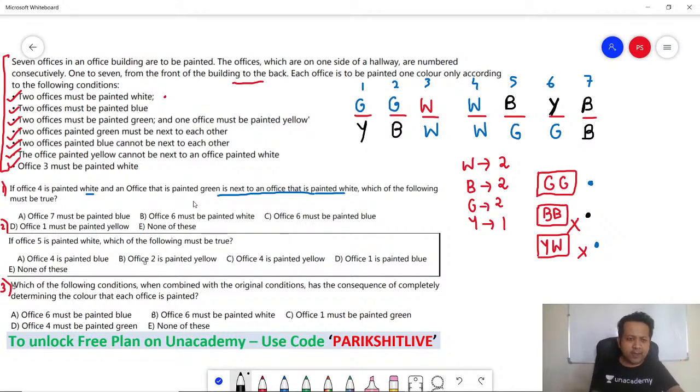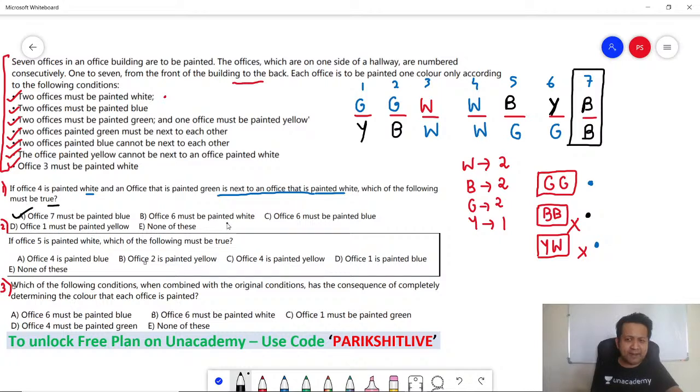Then which of the following must be true? In both the alternatives, only one thing is the same. Blue has to be at number 7. So office 7 must be painted blue. That's correct. Others are not correct.